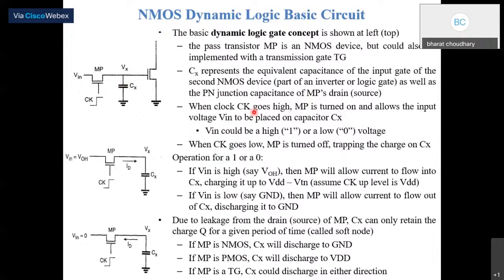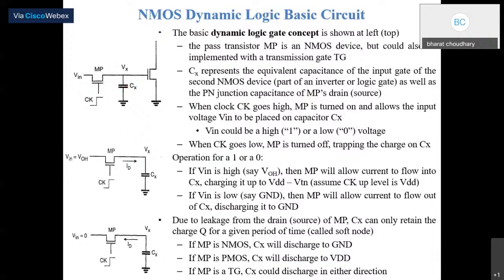When the clock CK goes high, MP, this transistor, will be turned on and allows the input voltage Vin to be placed on the capacitor, meaning this capacitor will fully charge. So Vin could be a high or a low voltage. When the clock goes low, this transistor will be turned off, trapping the charge on CX, meaning the whole charge will be stored across the capacitor CX.